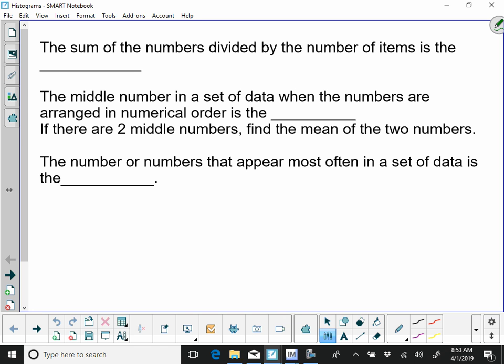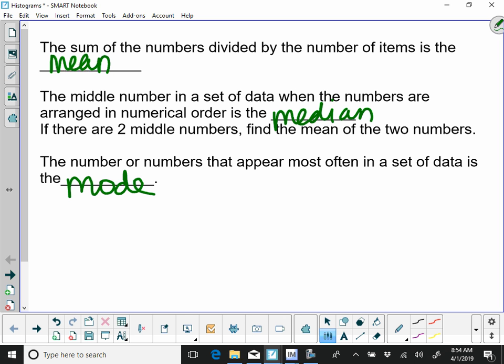What's another word for average? Mean, yes, the mean. Mean is just another word for average. The middle number in a set of data, when the numbers are all in numerical order, is the median. Just like when you drive, medians are in the middle of the road. If there are 2 middle numbers, you find the mean between those 2. The number that appears the most is the mode. Range is your largest number minus your smallest number.